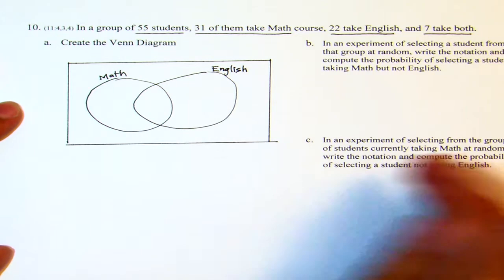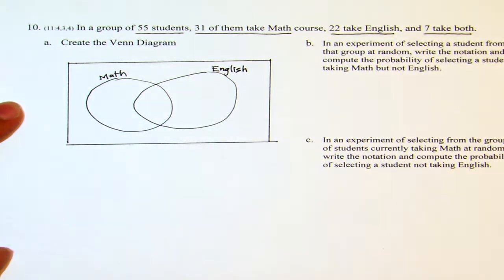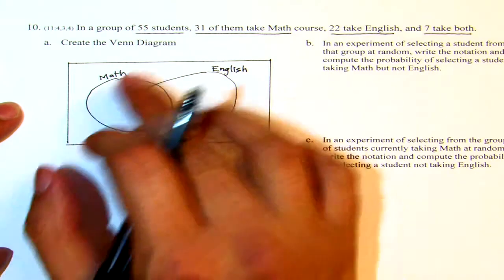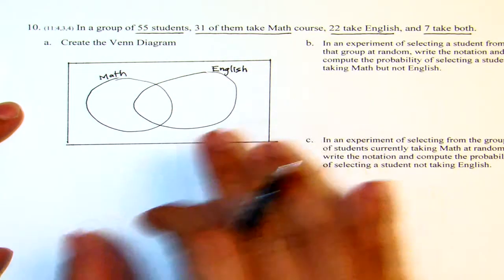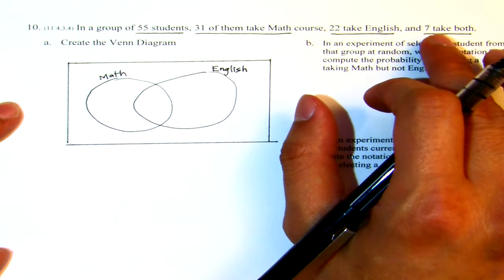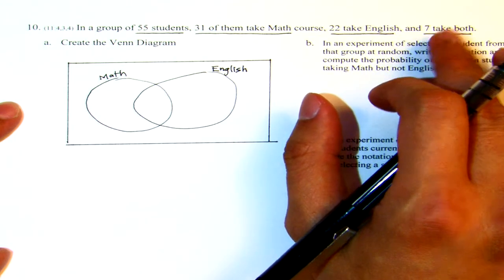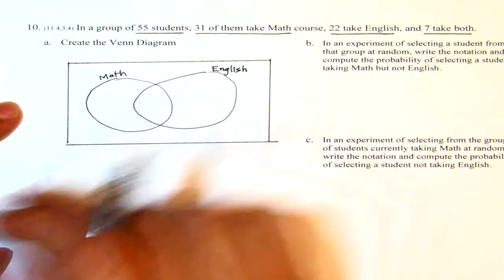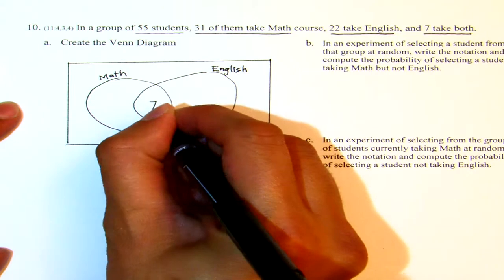Okay, now when we need to fill this up, the number of people in the intersection and so on and so forth, we need to do it inside out. So we will start working from the intersection. How many people are taking both English and math? Okay, there are 7 people.